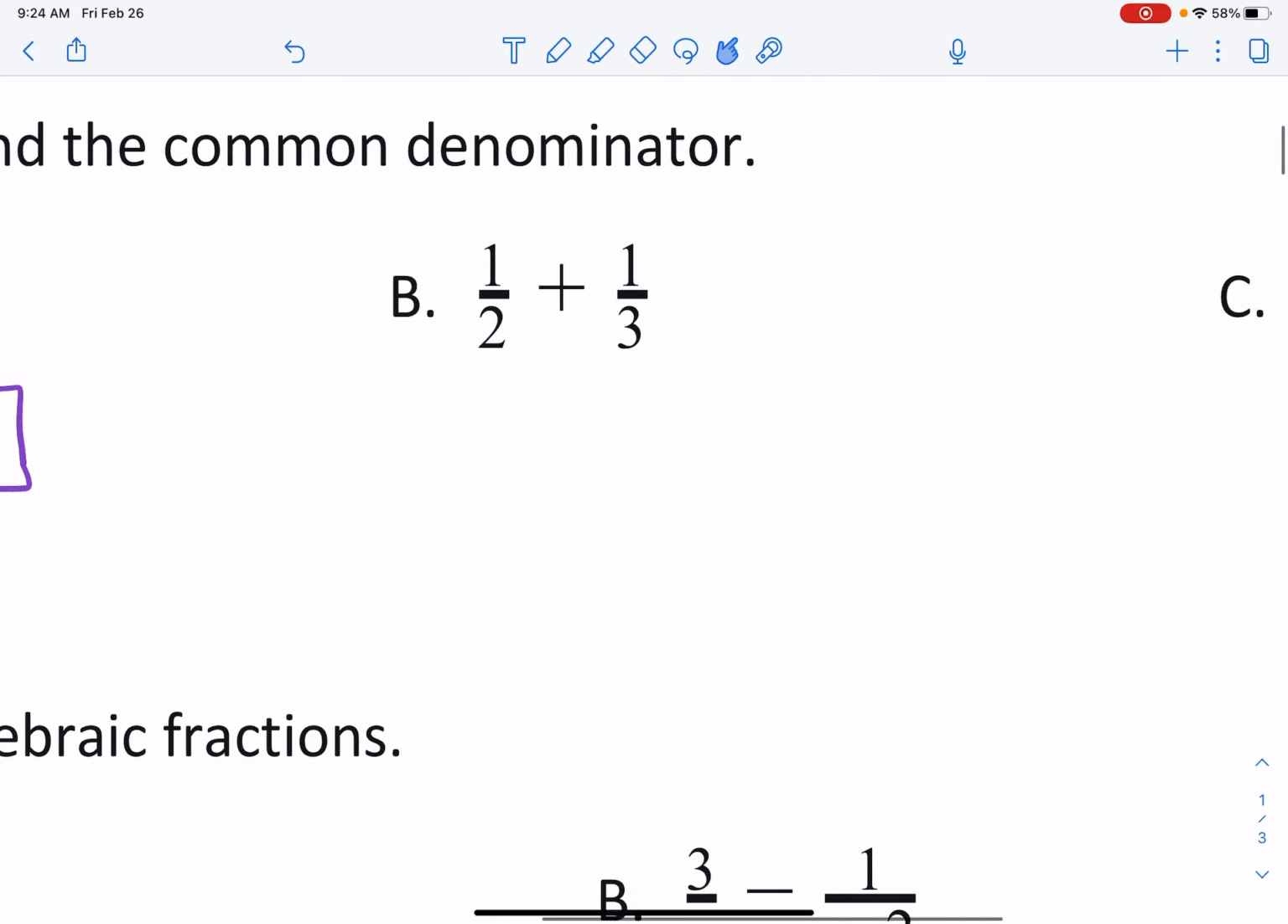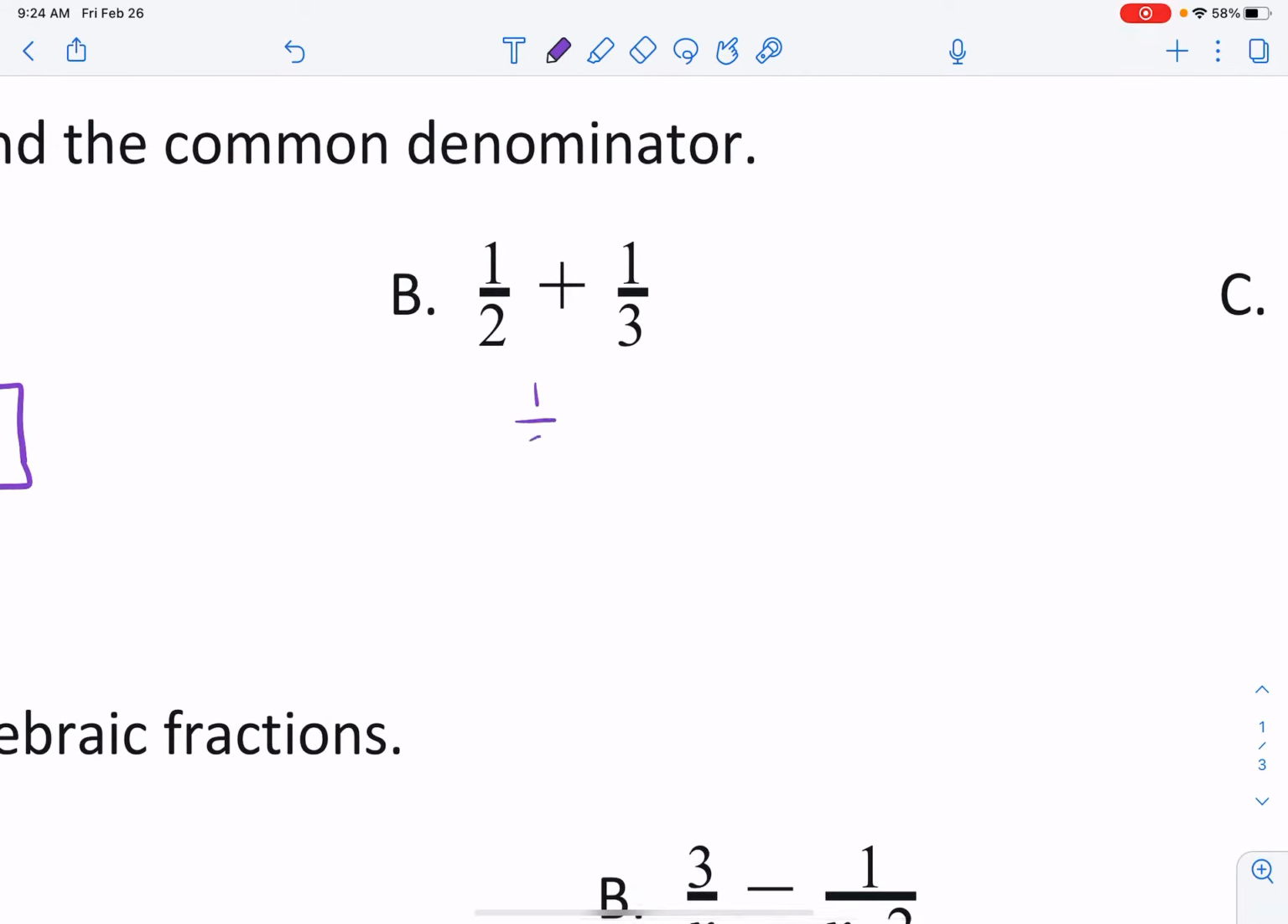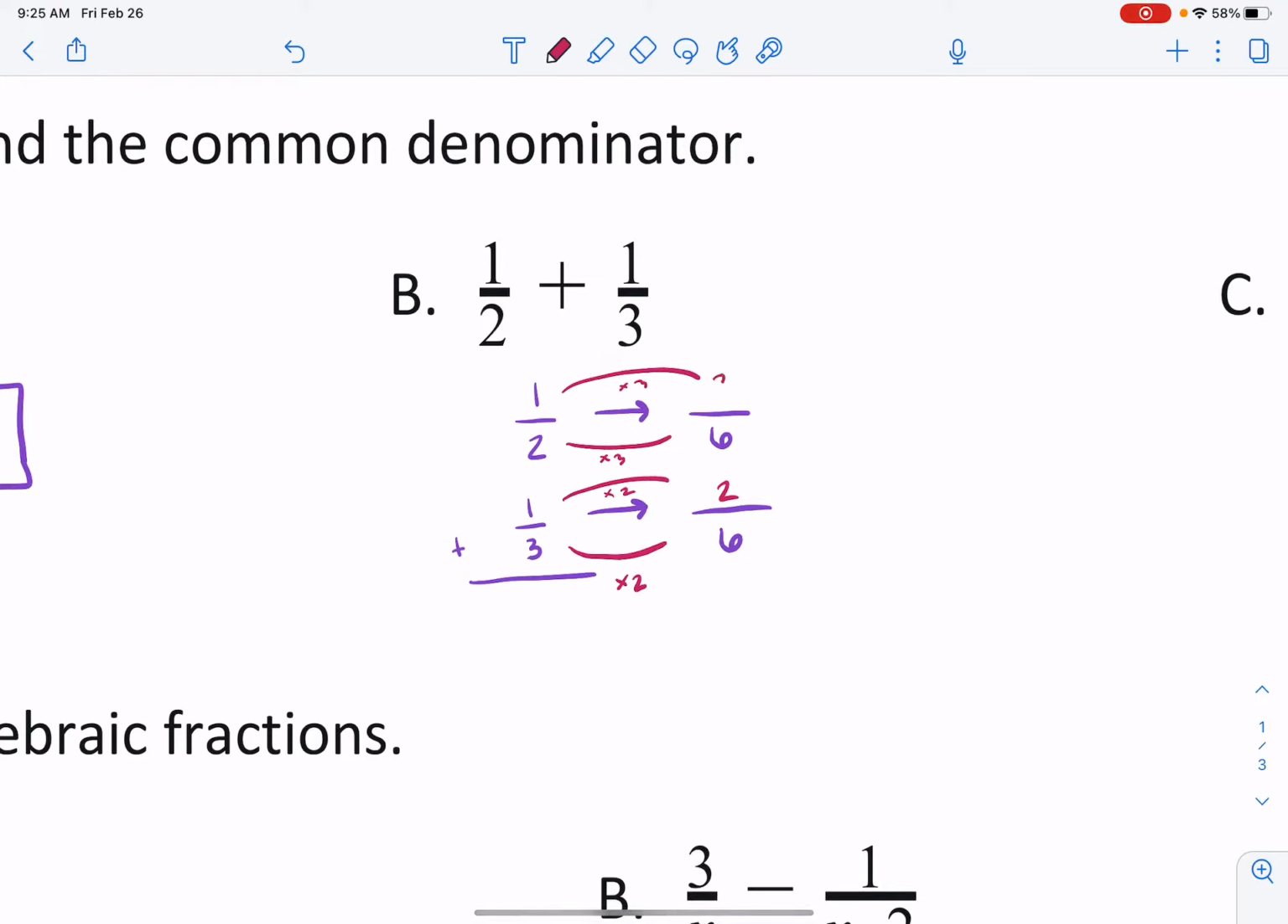For the next one, I've got 1/2 plus 1/3, so same idea. This is how I like to write it. You might do it a little differently. And when I think about something they have in common, I know that they have 6. So 3 times 2 gets me to 6, so 1 times 2 would give me 2. And 2 times 3 gets me to 6, so I'll take 1 times 3, which is 3. So I'm left with 3 over 6 plus 2 over 6, so that's 5 over 6.